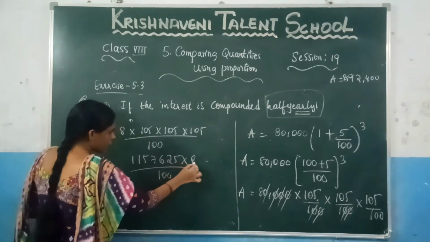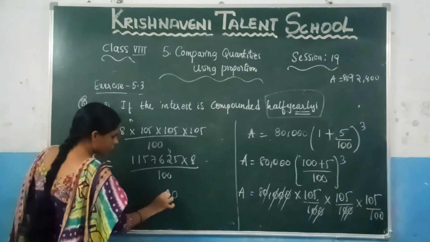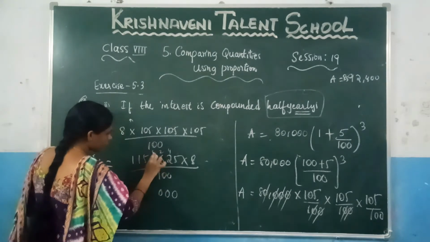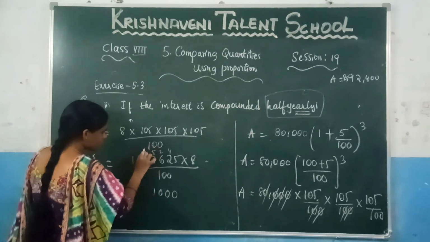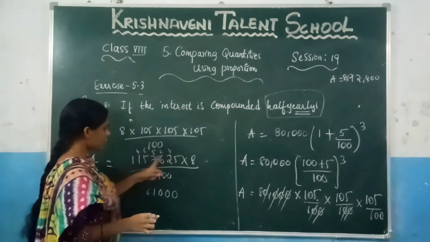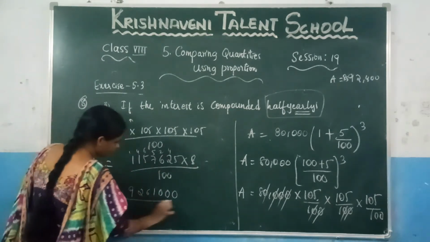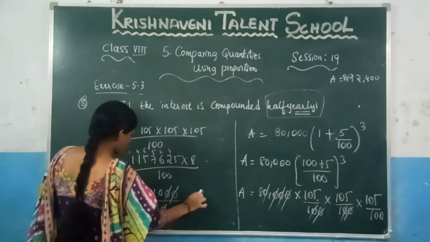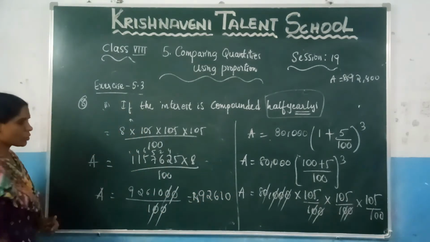8 5s are 40, 0, 4, 8 2s are 16 plus 4 is 20, 8 6s are 48 plus 2 which is 50, 8 7s are 56, 56 plus 5 which is 61, 8 5s are 40 plus 6 is 46, 8 1s are 8 plus 4 is 12, 8 1s are 8 plus 1 is 9. So 0 0 0 0 will get cancelled. So what is the amount we got here? 92610, 92,610. So you got it here.